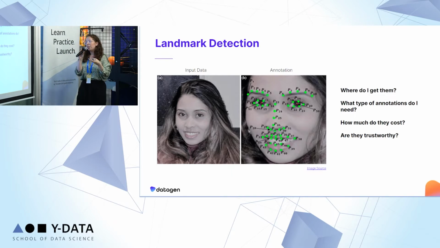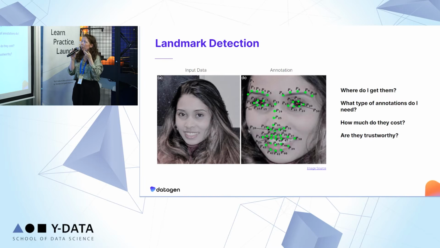Which kind of brings us to the point that collecting annotations is difficult, right? Where do I get these labels? How much will they cost me? What do I even request of the annotators? Are these key points, are these annotations noisy at all?